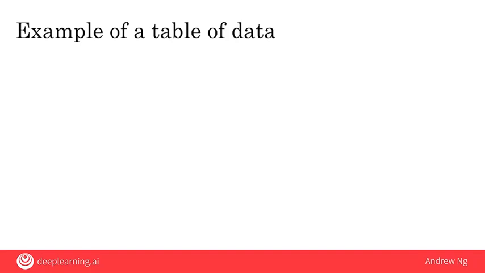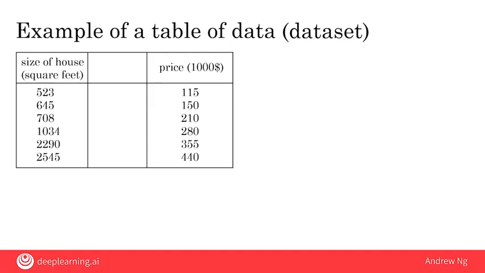You may have heard that data is really important for building AI systems, but what is data really? Let's take a look. Let's look at an example of a table of data, which we also call a data set. If you're trying to figure out how to price houses that you're trying to buy or sell, you might collect a data set like this.